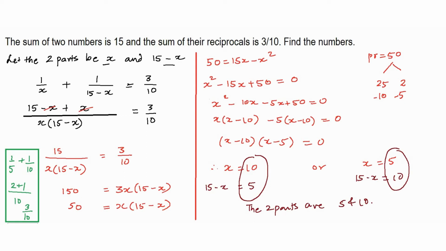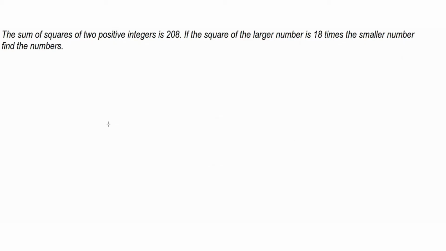Moving on to the next question. Let's consider the following question. The sum of squares of two positive integers is 208. If the square of the larger number is 18 times the smaller number, find the two numbers.